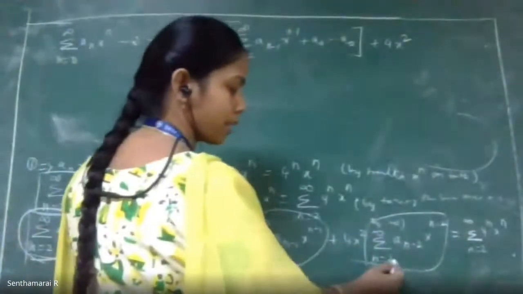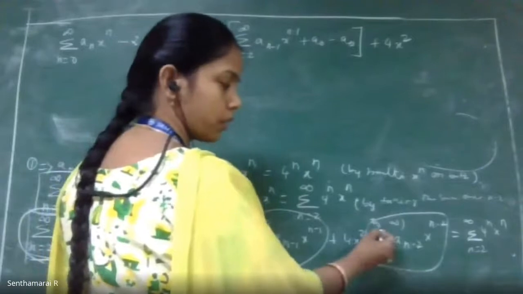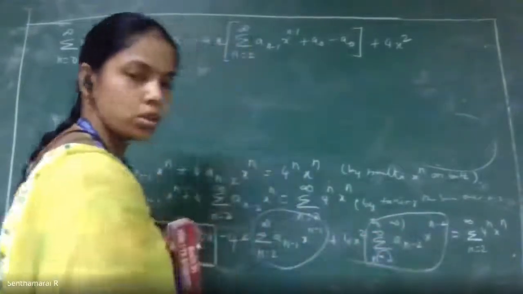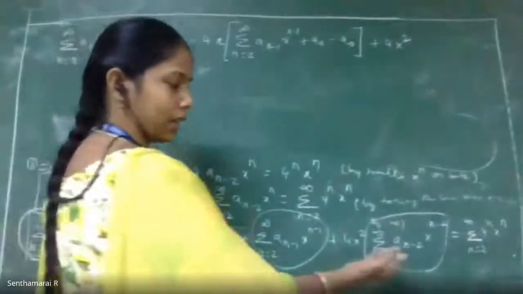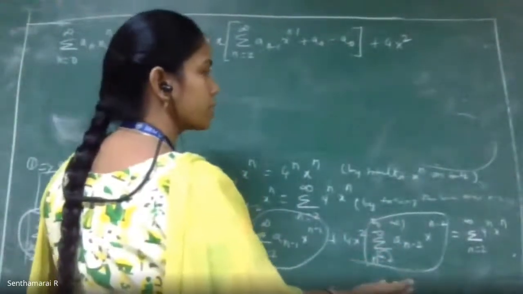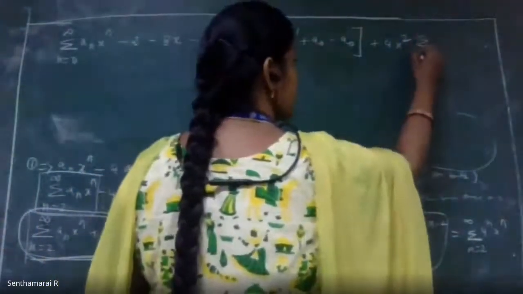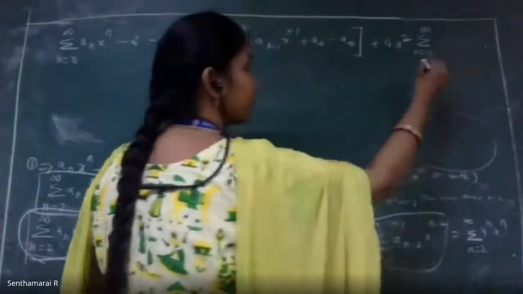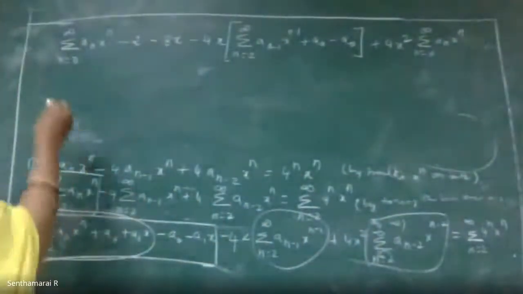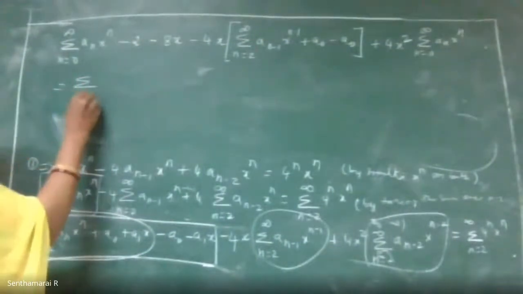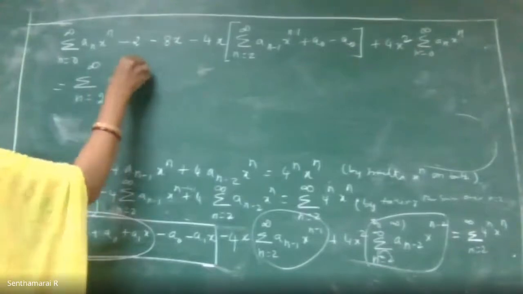So we can simply replace. Why? Because you just bring this n minus 2 to this side, n minus 2 equal to 0 to infinity. So in all the places of n minus 2, you can write some other letter, L, K, any notation, so that it is obviously g of x. So 4x squared summation n equal to 0 to infinity a n x power n we can write, that is equal to summation n equal to 2 to infinity 4 power n x power n.